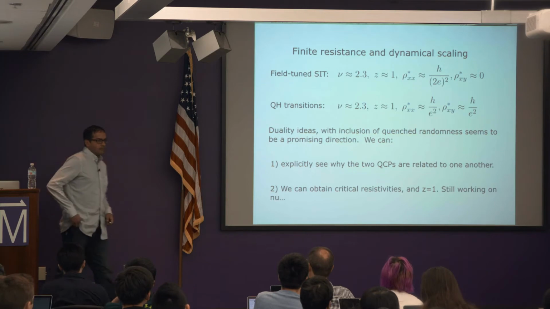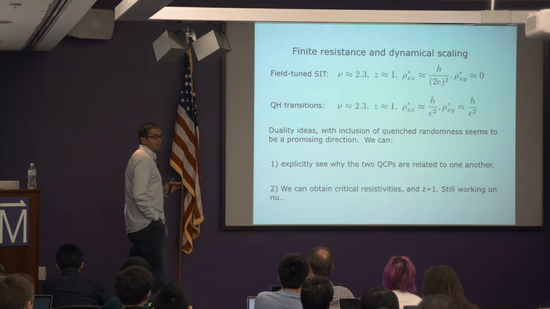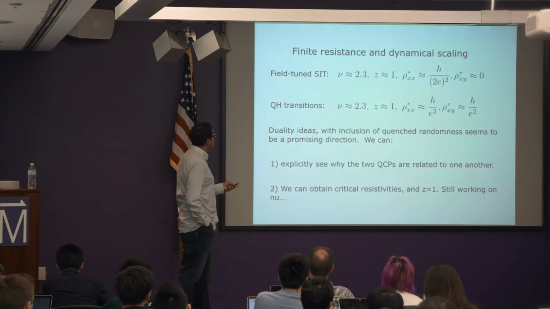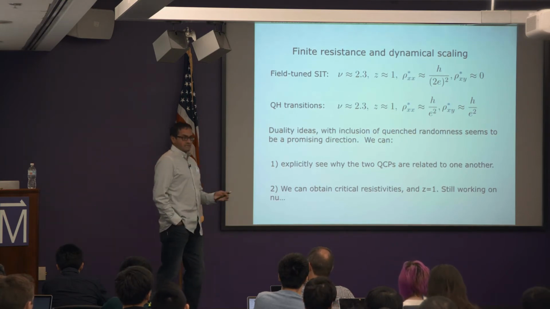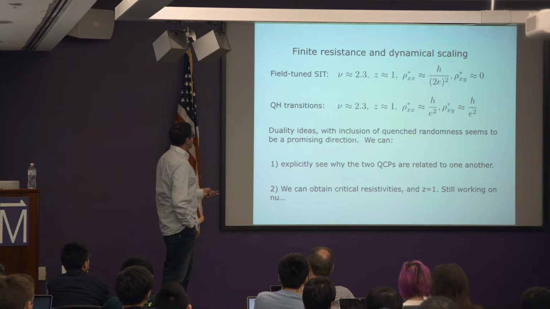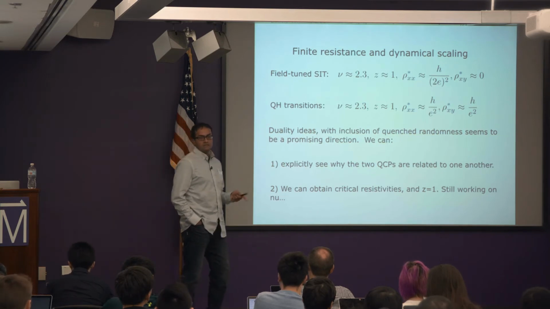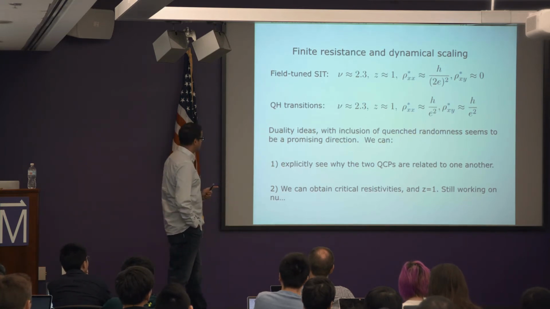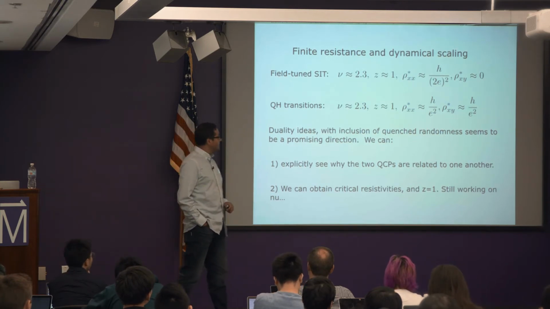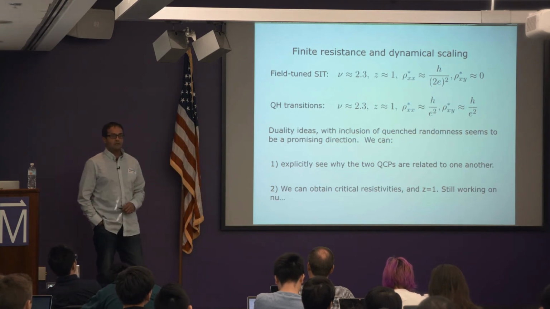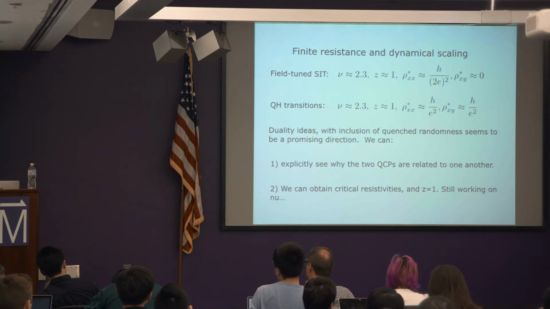And what I probably won't get to, since I want to actually talk about the pure theoretical physics, but my own interest in thinking about these two problems, I just want to summarize where I'm at. So if you include some of the ideas that I'll discuss with you today, duality ideas with inclusion of quench disorder, we can see how these two quantum phase transitions are relatable to one another. That's one thing. We can obtain the critical resistivities, and we can show that Z is 1. Okay? But we're still working on this correlation length exponent nu. Okay? So that's where I'm currently. That's the status of my work on this.